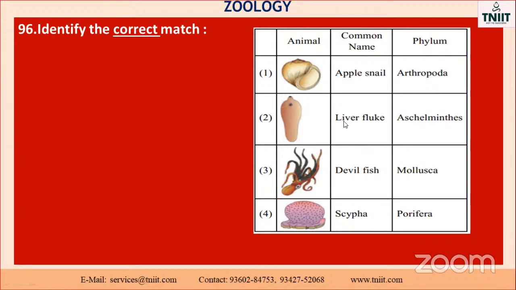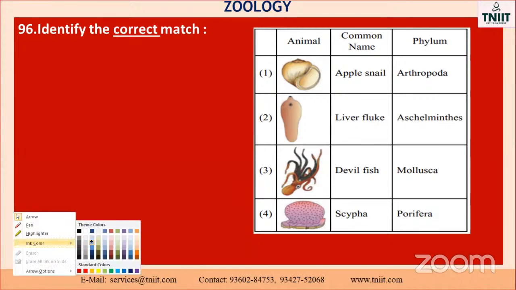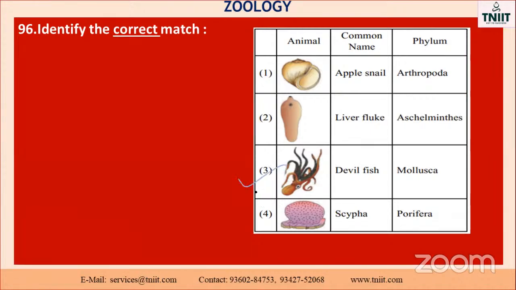Others are different. Ascaris, what is that? Platyhelminthes, the answer is wrong. Arthropoda, it will not come. Snail comes under Pinctada. Scypha is not Sporifera. These three are wrong. So this one is the correct match. This is also an animal kingdom classification.